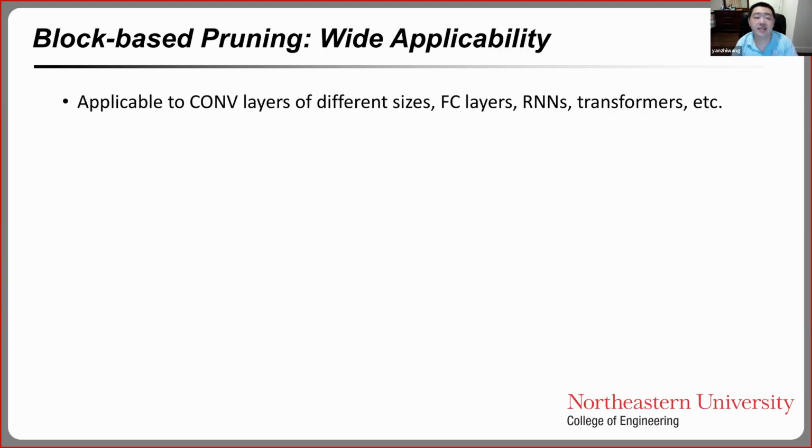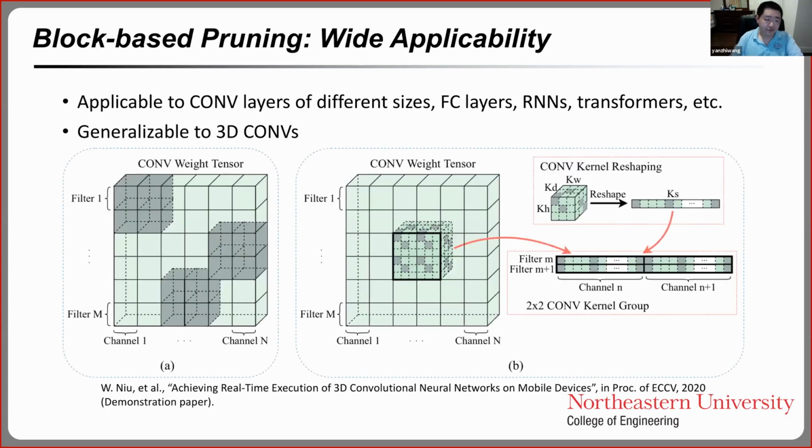So what is the advantage here? This kind of pruning may not work as well as pattern-based pruning because it has lower flexibility. But it is applicable to convolutional layers of different sizes, not only 3x3 and 5x5, but also 1x1 or even larger ones like 7x7 or even 11x11. It applies to fully connected layers, including recurrent neural networks, transformers, etc. So it is widely used in almost all neural networks.